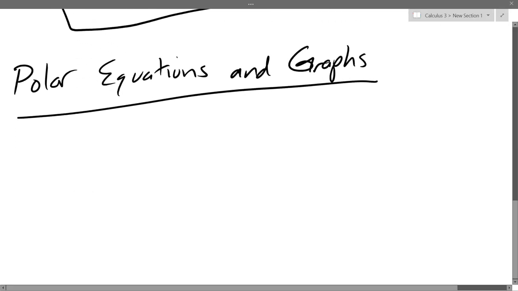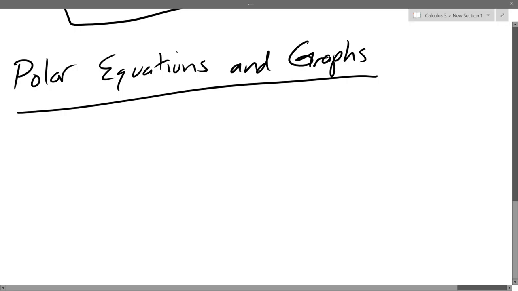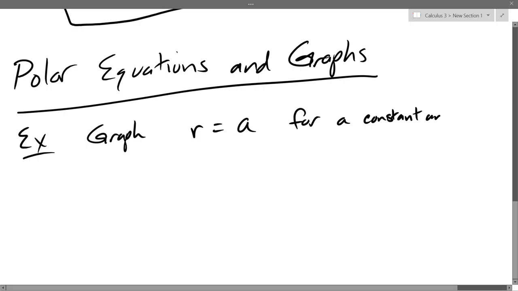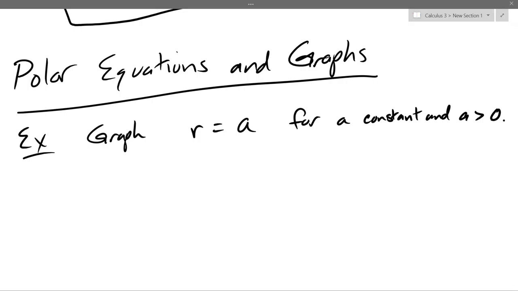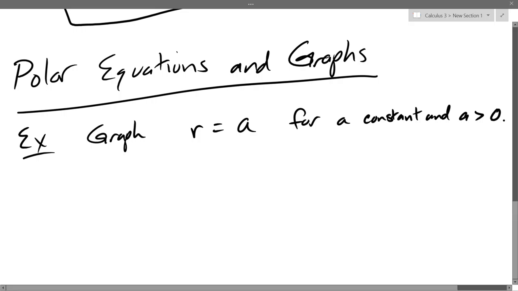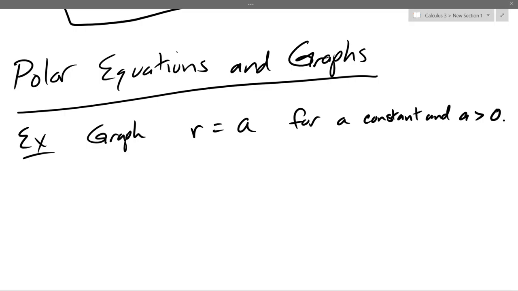All right, polar equations and graphs. So let's do some easy ones. We also did this in pre-calculus 2 class. So on a graph, r equals a, where a is a constant positive number. If you really don't like using letters for constants, you can just pretend it's 5 or something, and then change your graph at the end from 5 back to a.